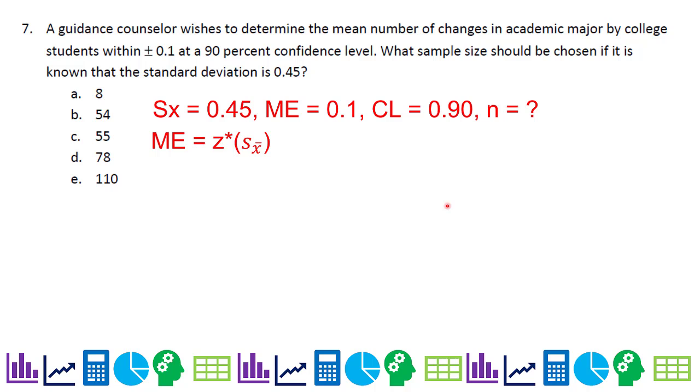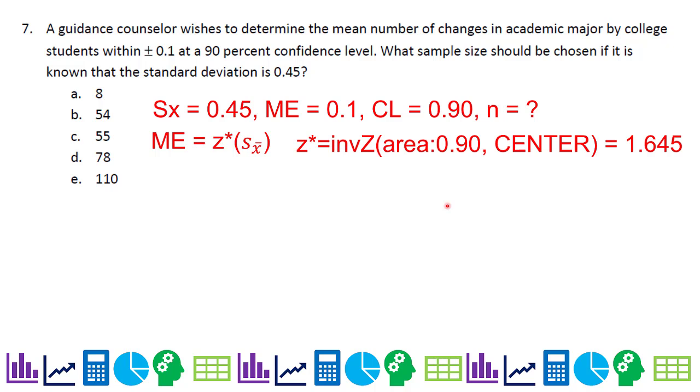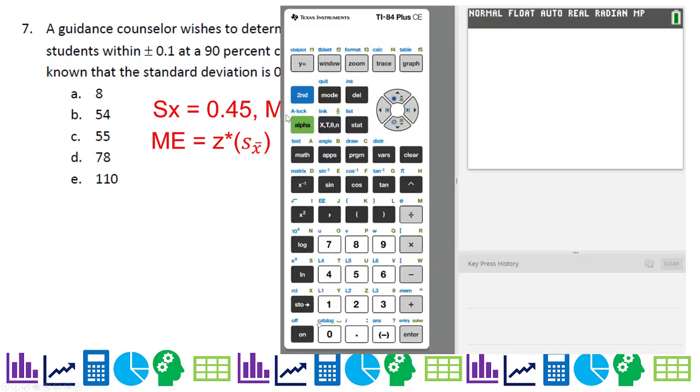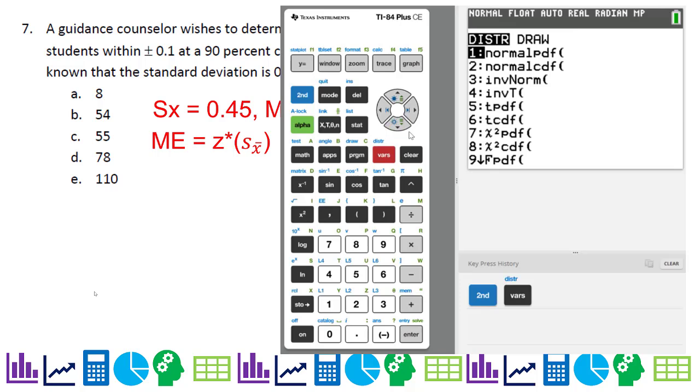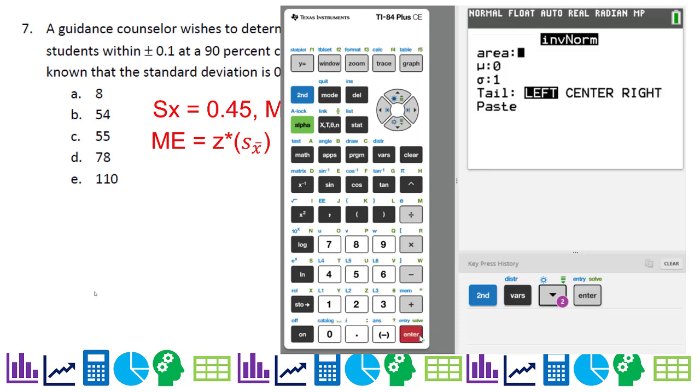Typically, we would use a T star critical value, but since we don't have a beginning sample size, we're going to use Z, which is inverse norm. It says inverse Z, sorry. Area of 0.9 and a center of 1.645. To find the critical value, we go second distribution. We're using inverse norm because we don't have a sample size to start, even though we're working with means, and that should be fine. Hit enter.